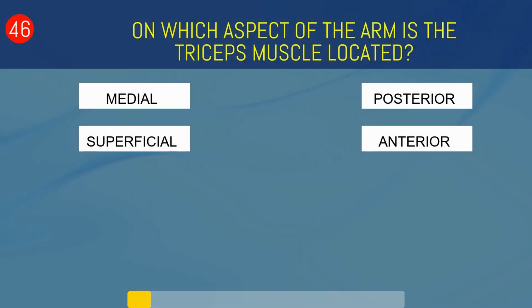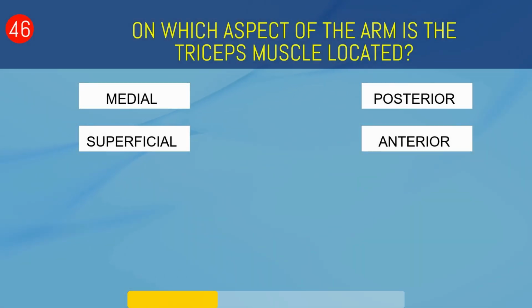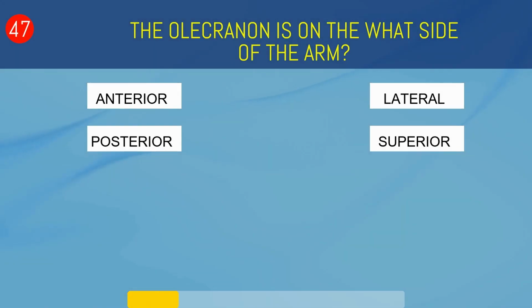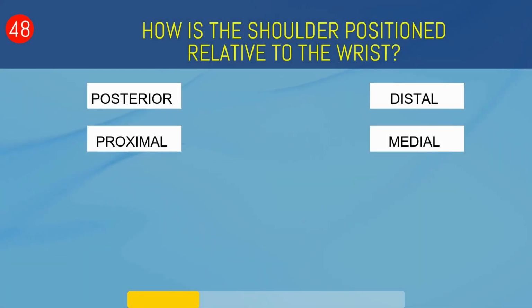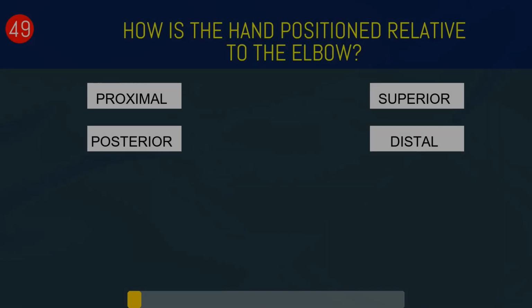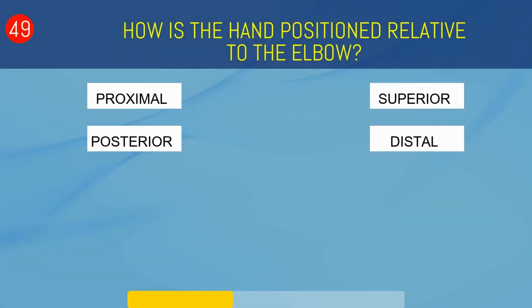Anterior. On which aspect of the arm is the triceps muscle located? Medial, superficial, posterior, or anterior? Posterior. The olecranon is on the what side of the arm? Anterior, posterior, lateral, or superior? Posterior. How is the shoulder positioned relative to the wrist? Posterior, proximal, distal, or medial? Proximal. How is the hand positioned relative to the elbow? Proximal, posterior, superior, or distal?